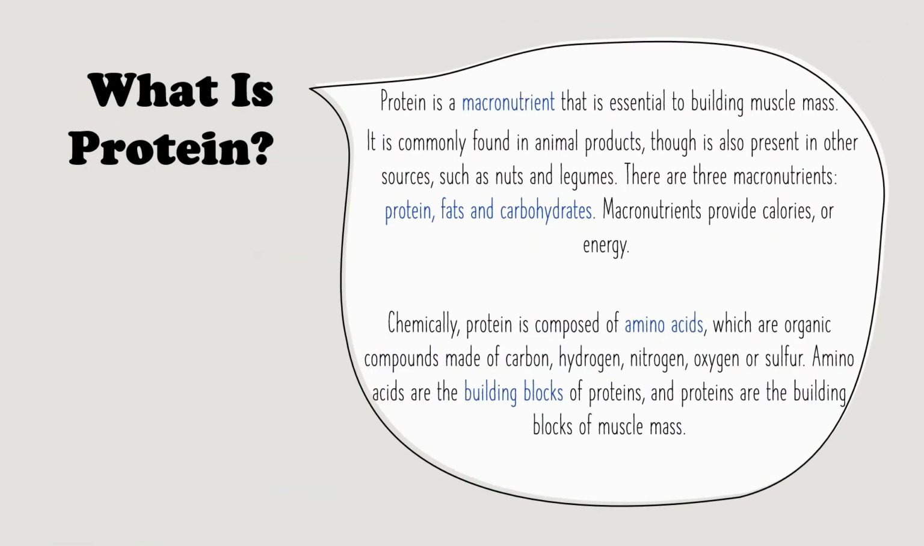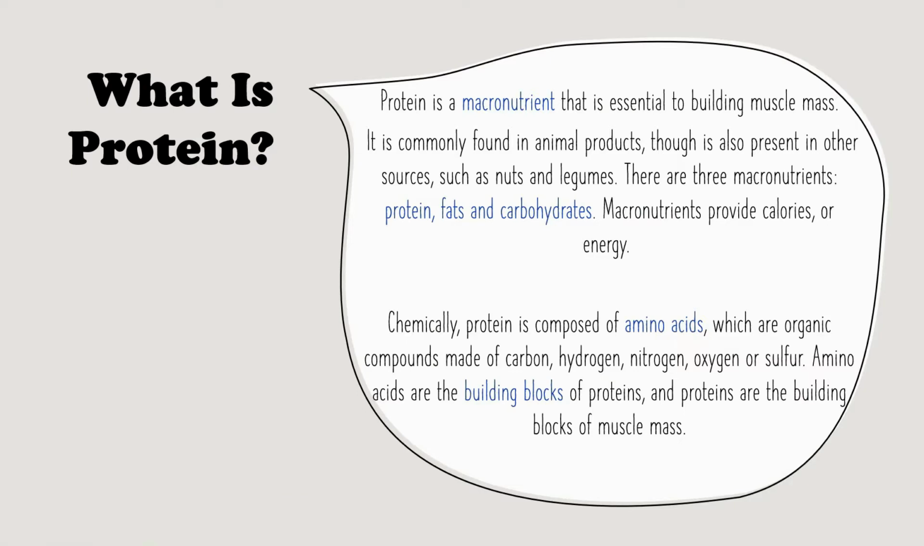So what is a protein? Protein is a macronutrient that is essential to building muscle mass, and it is commonly found in animal products, though it is also present in other sources such as nuts and legumes. There are three macronutrients: proteins, fats and carbohydrates, and these macronutrients provide calories or energy.